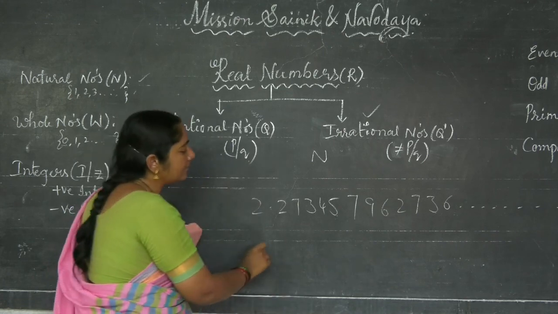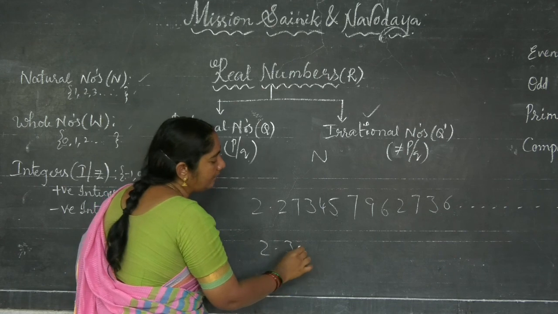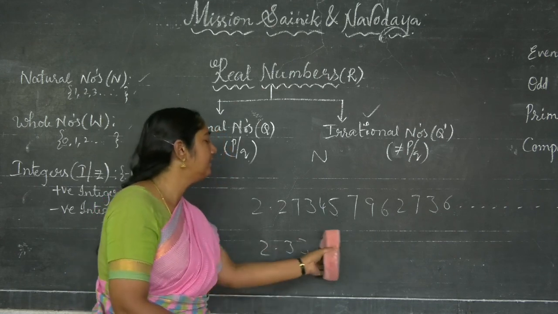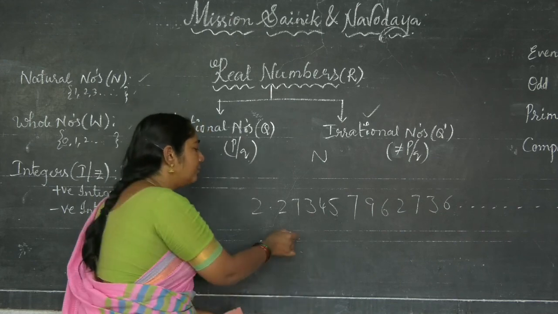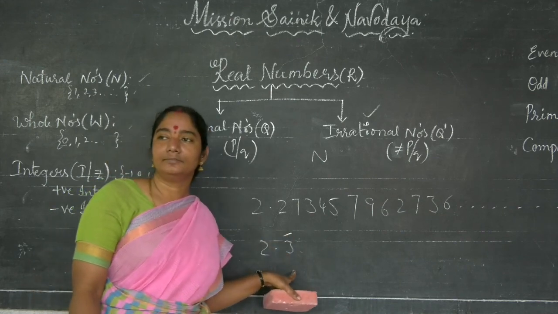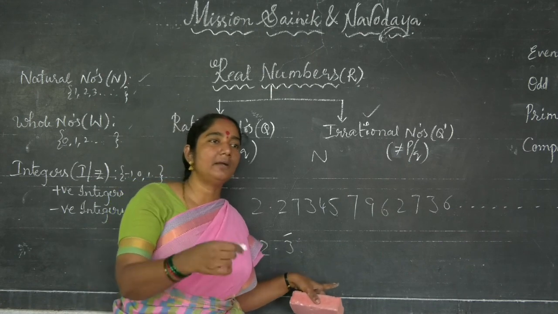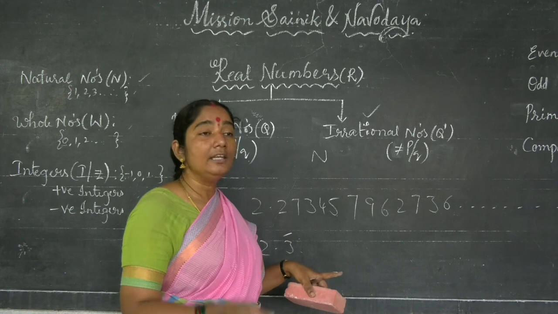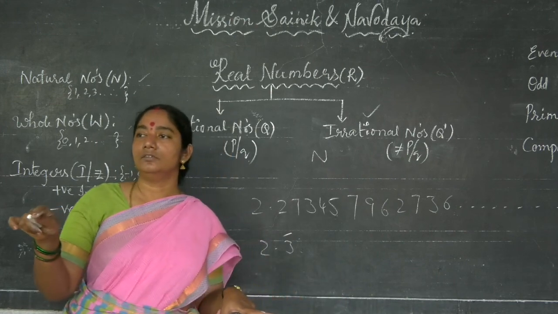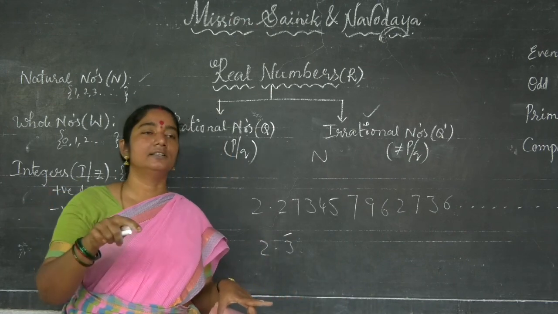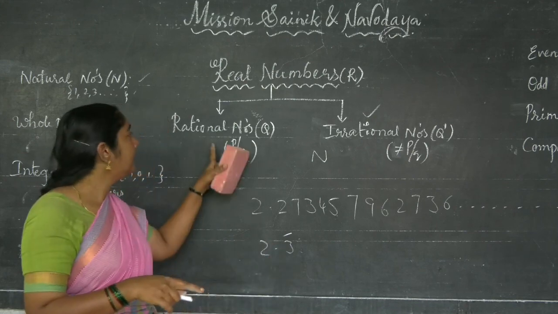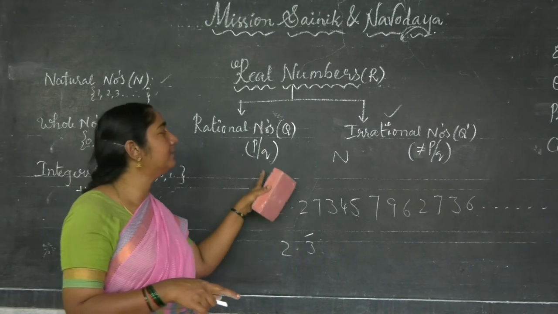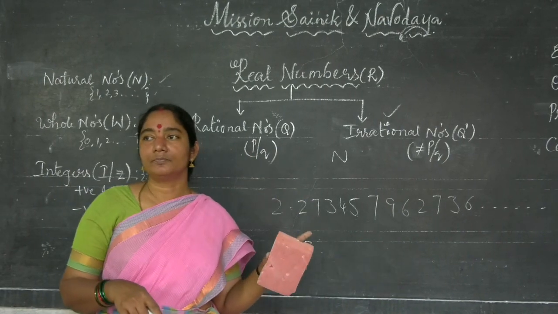See, in some numbers we get 2.3333. So instead of writing all the threes, we write 2.3 bar. We use a bar here because it is continuously recurring. Today, madam will give you an example of recurring division. Understood, my dear? If it is either terminating or recurring, then it comes under rational number, and it can be written as a fraction of two numbers.